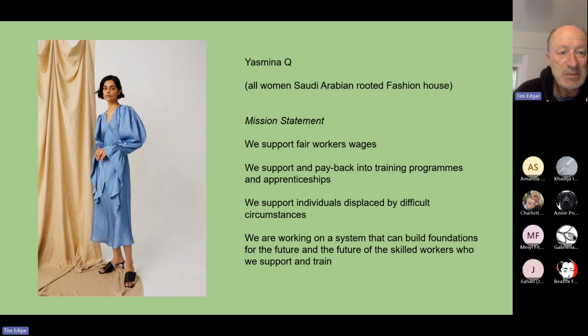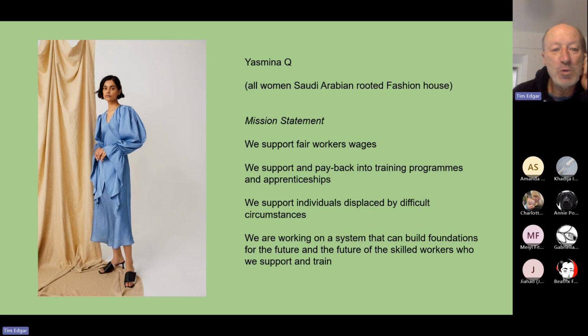This is Yasmina Q, which is the Saudi Arabian rooted fashion house. And in their mission statement, this might be a bit out of date, I'm not sure if they still exist, but they did a couple of years ago. But an example of a fashion house which was trying hard to do its best, I suppose.